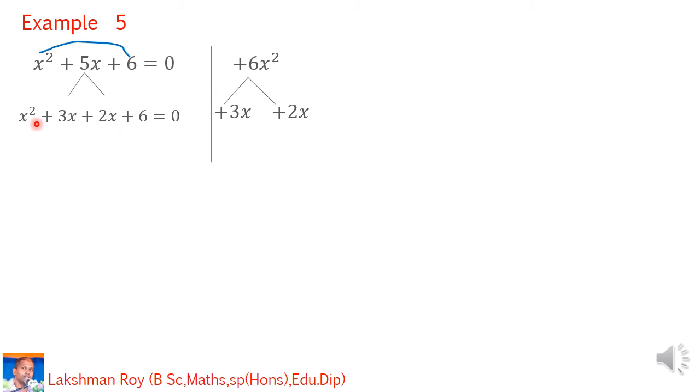Now there are four terms. Now what to do? Take the first two terms and factorize. In the first two terms, x is common, x into x plus 3 remains.